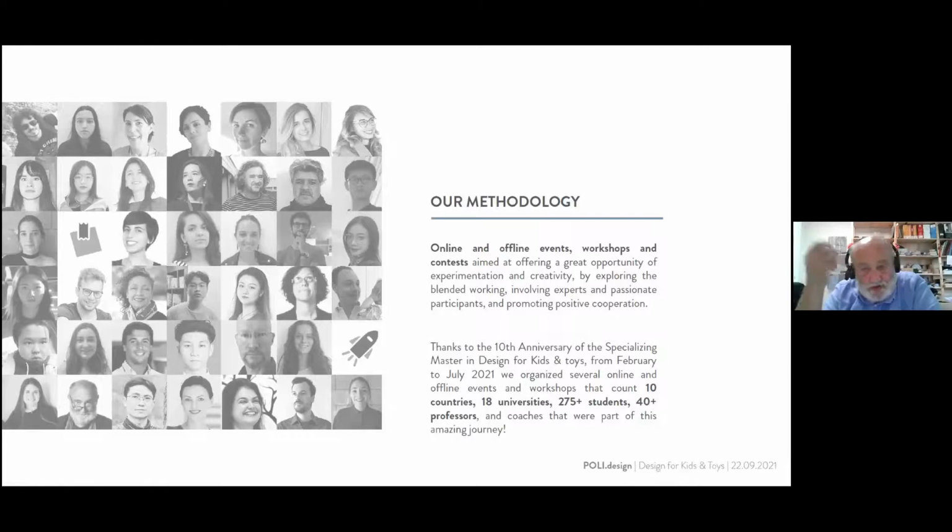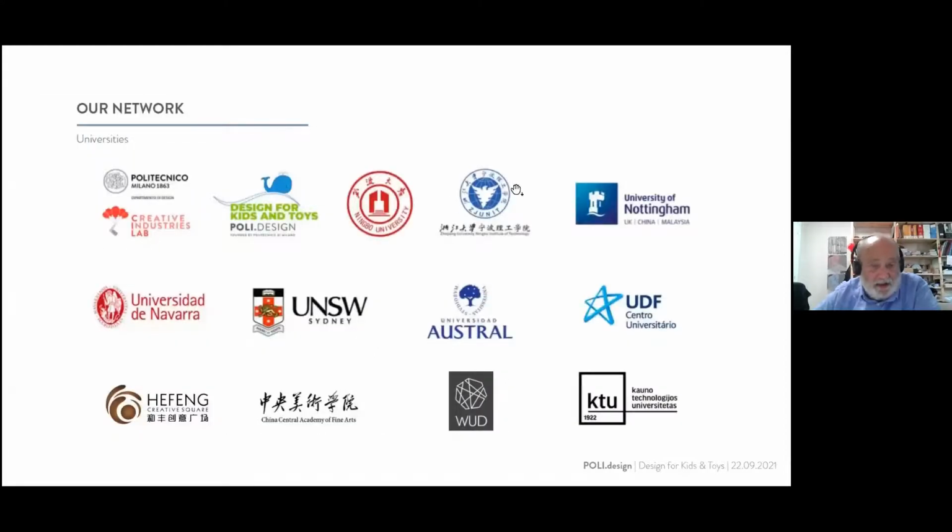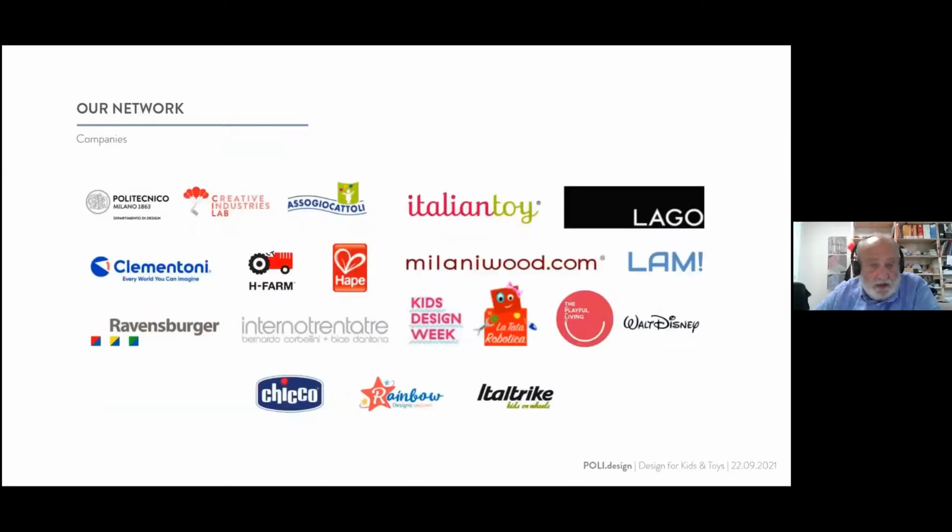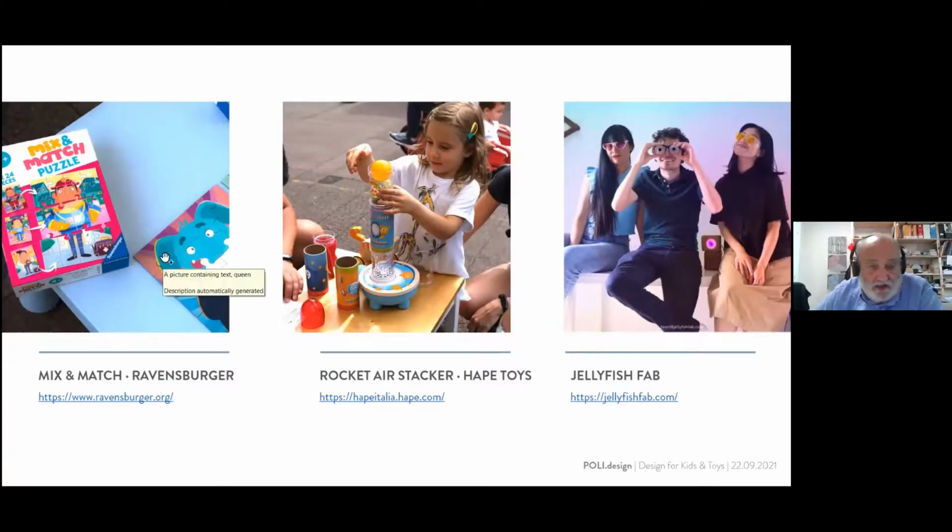because our work is to promote this new approach in design for kids and toys in the world. We wrote a manifesto many years ago that is a base for how to approach design for children and toys. So it's really important to build a network of ambassadors in the world that promote this approach in the kids market. These are some brands that you can easily recognize, universities and also companies, the most important companies, not only big but of different levels, that worked with us and will work with us also in the future.